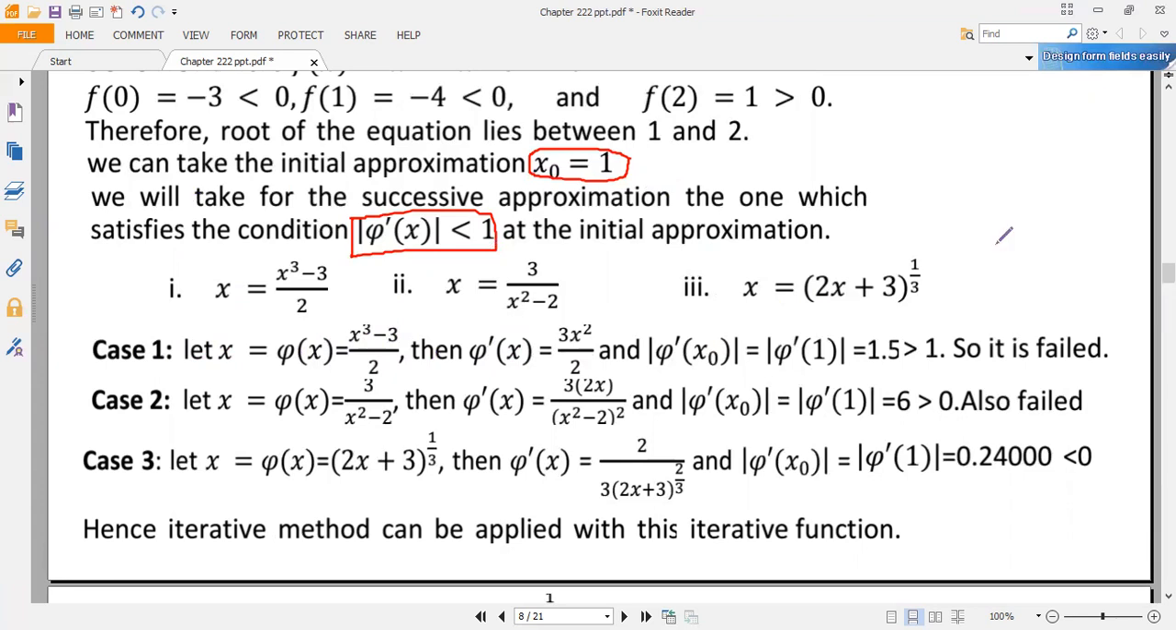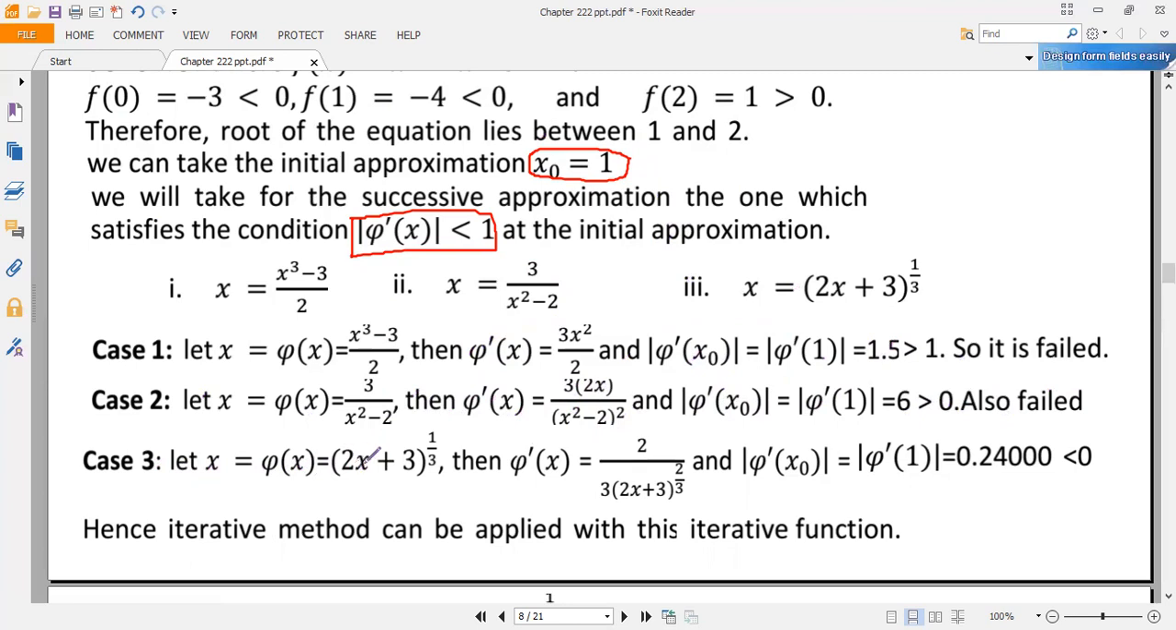So phi derivative at 1 is 1.5, which is greater than 1, so it fails to be an iterative function. The next, x equals 3 over x squared minus 2. Then phi derivative of x is 3 times 2x over x squared minus 2, the whole square. And the absolute value of phi derivative at x naught, substituting the initial approximation x naught, we get 6, which is greater than 1, which also fails to be an iterative function.